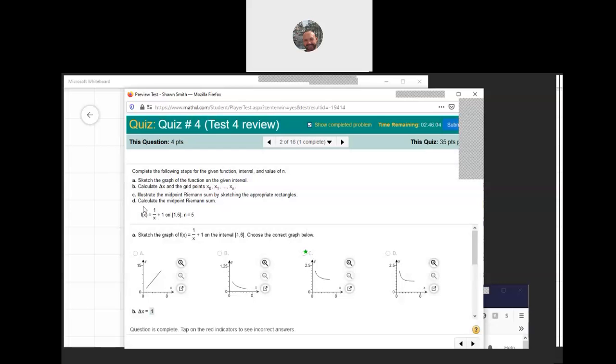Obviously you put this in the graphing calculator if you needed to match up the correct graph, or you could pick some points for x and draw it by hand. You're only on a specific interval from 1 to 6 with n equals 5, so 5 partitions.